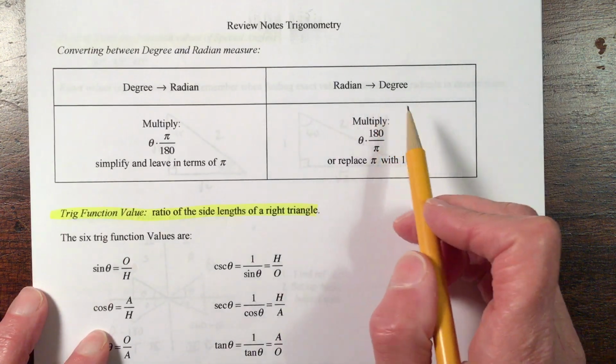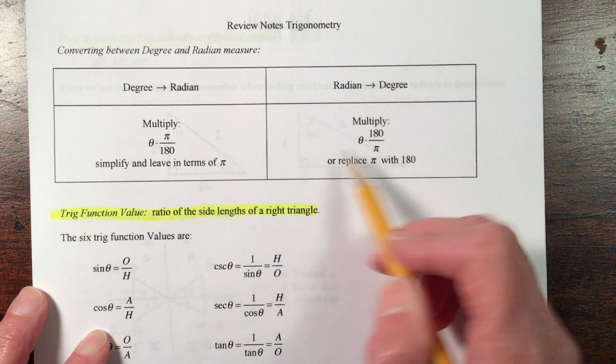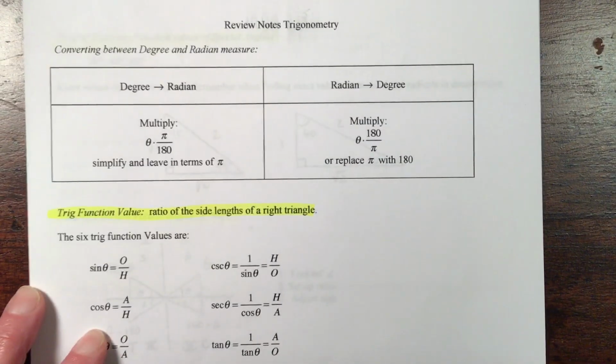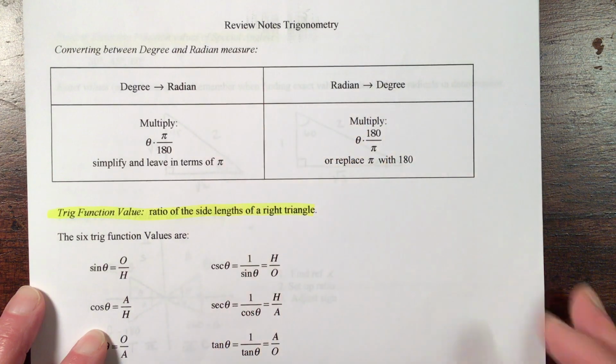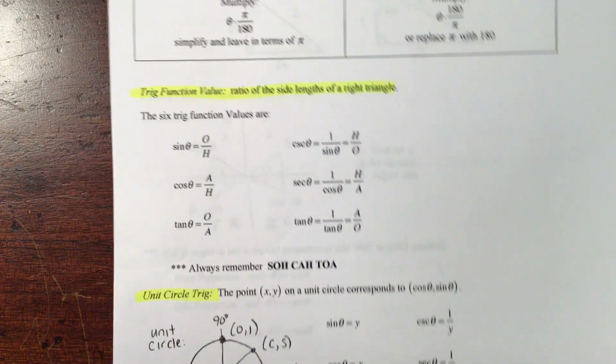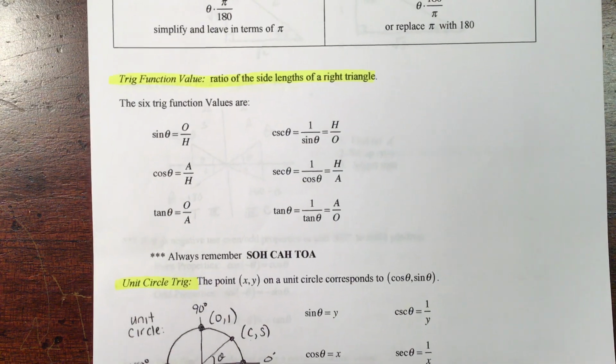And if you have to go from radian to degree, this is usually what we're doing. We're going to multiply our given angle by 180 over pi, or just replace pi with 180 and simplify your answer. I know you guys have been doing this for a while, so I'm not going to really worry about those type of problems until we get to them in the course of the review sheet.